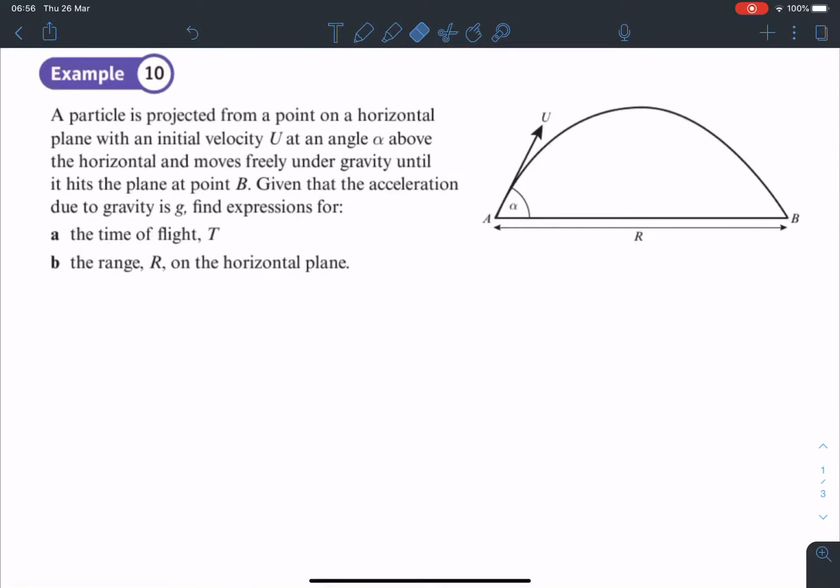So here we go for example 10, and here we're going to be looking at the motion of a projectile under gravity, and this time, instead of having any numbers in the equations, we're going to generate general equations. Now, although we're going to do that here, the important thing with this work is that you learn the routines, the approaches. I do not want you to learn the equations.